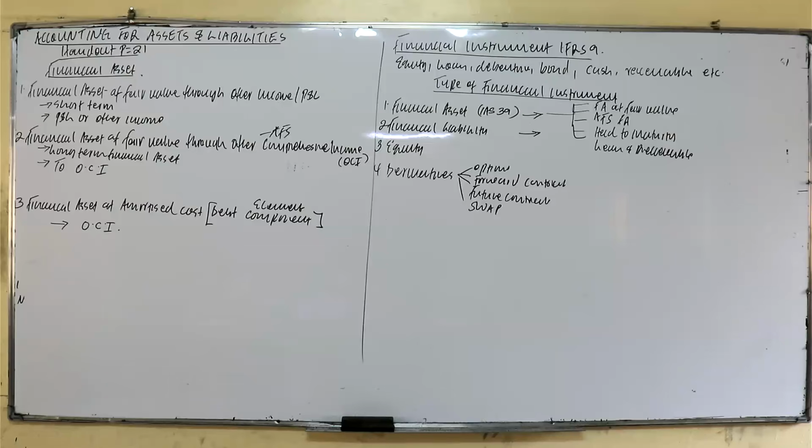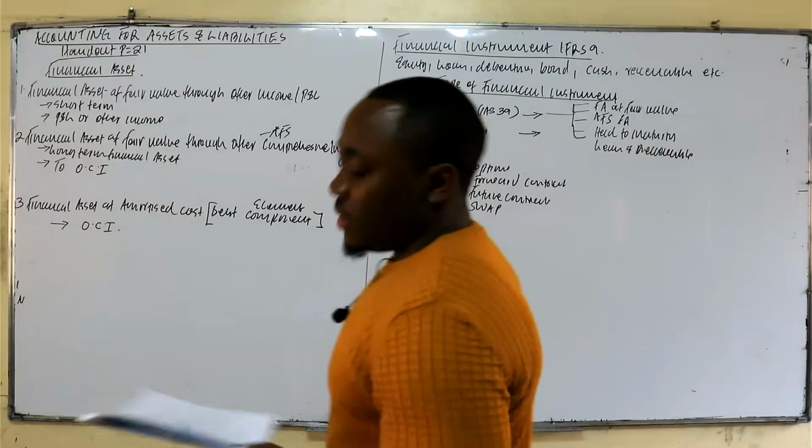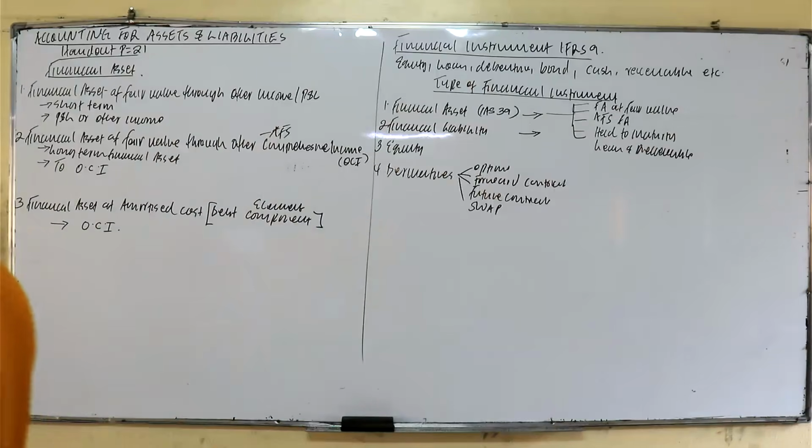Another definition is financial asset. What's a financial asset? It's any asset that is, number one, cash; number two, a contractual right to receive. Can you underline that? Contractual right to receive cash or another financial asset from another entity on conditions that are potentially favorable. Then another one is a contract that will or may be settled in an entity's own equity instruments, and then an equity instrument of another entity. Just answer the first two, yes?